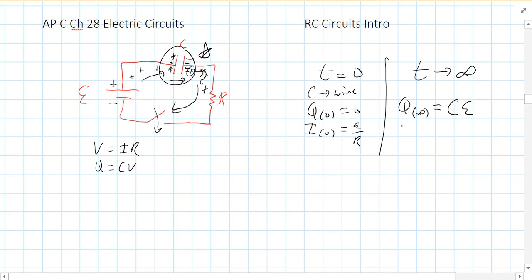Now, what about the current after a long, long time? Well, after a long, long time, when the capacitor is fully charged, current's going to stop flowing. So the current will be 0. In other words, the capacitor behaves like basically what it is. It's an open circuit.